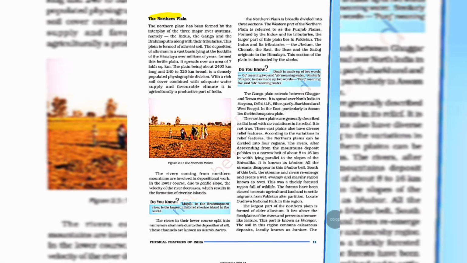About the northern plain of India. The northern plain of India is formed by the interplay of the action of three major river systems, the Indus, Ganga, and Brahmaputra, abbreviated as IGB, along with their tributaries, the small rivers which join the main river. The plain is formed of alluvial soil.